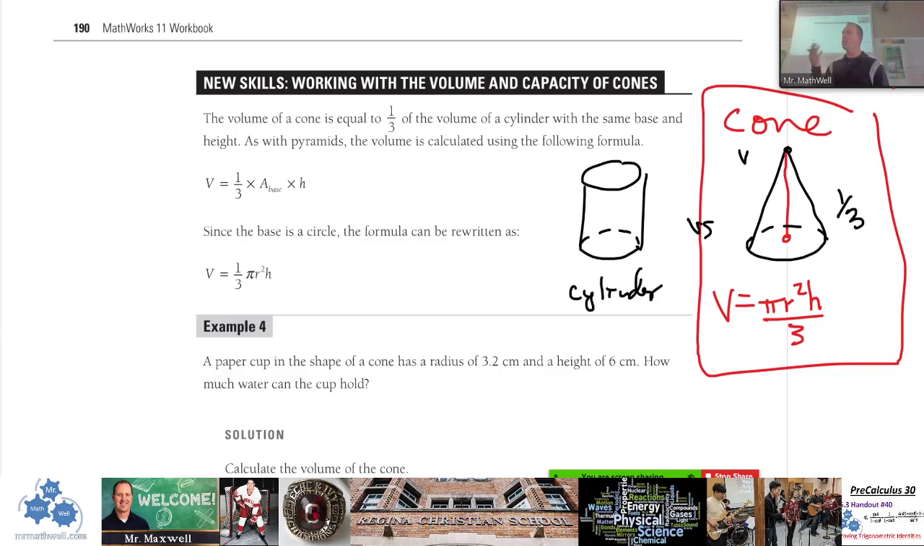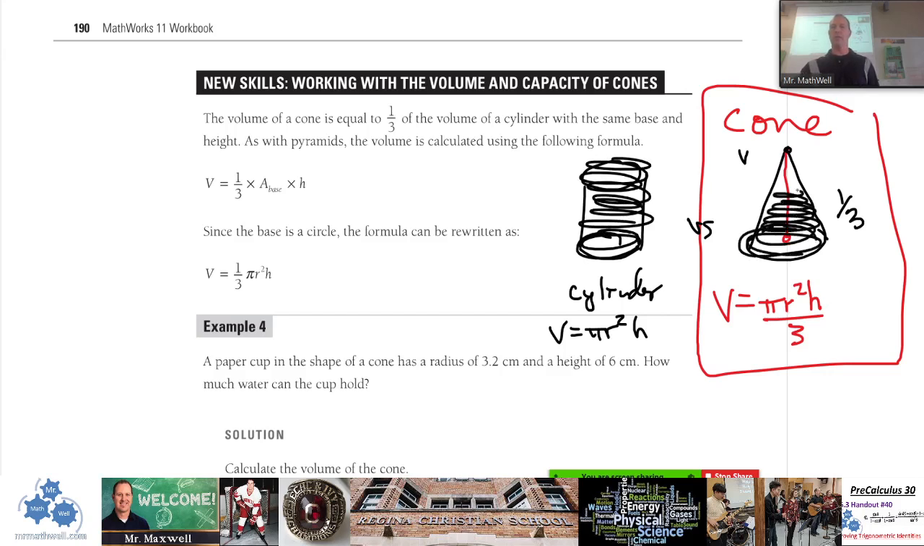So remember, cones and pyramids are virtually the same thing. For volume, it's the area of the base times the height divided by 3. That's the same for cones and pyramids. And of course, for the cylinders, the volume for a cylinder is pi r squared h. That's all it is. Pi r squared all the way up. This one is pi r squared h, but it's divided by 3, so the circles keep getting smaller as it comes to a point. You see that? So it doesn't occupy as much space.